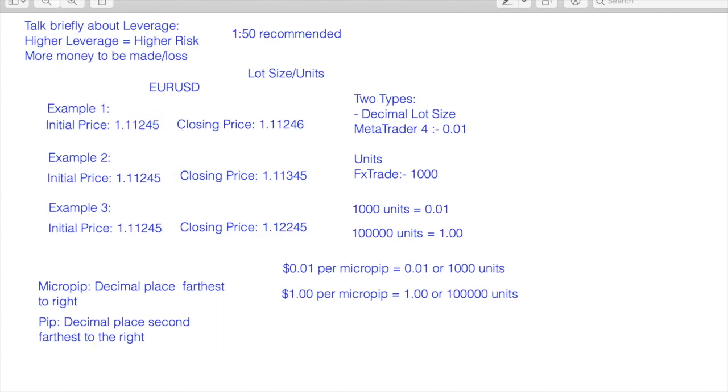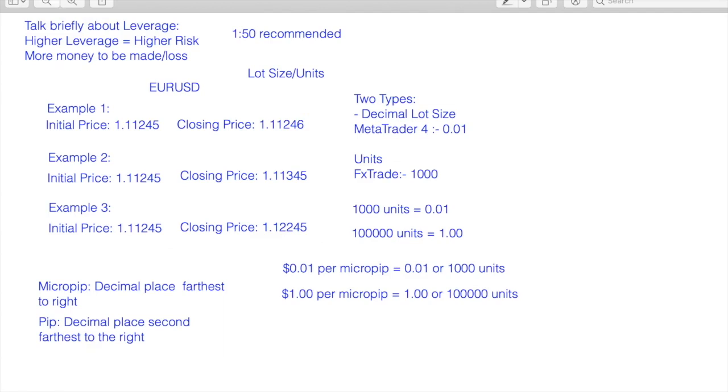But no, we're actually going to start from the right. So in Forex, the number 5 here is really the first place. 4 is the 10th place, 2 is the 100th place, so it's kind of backwards. Now, in this example, the initial price is 1.11245 and the closing price is 1.11246. The number on the right is the only number that increased, and it increased by 1. So in that terminology, it's increasing by 1 micropip.